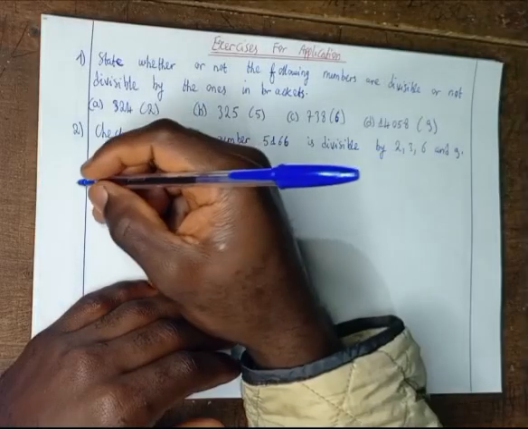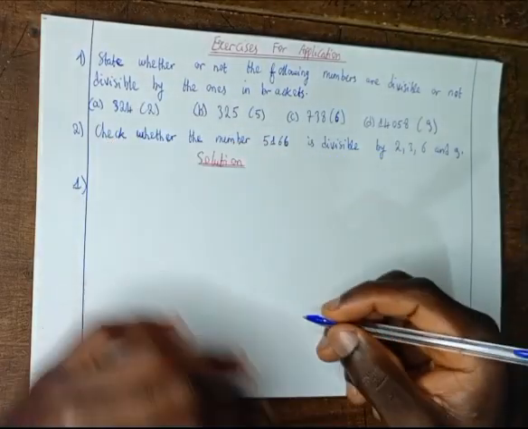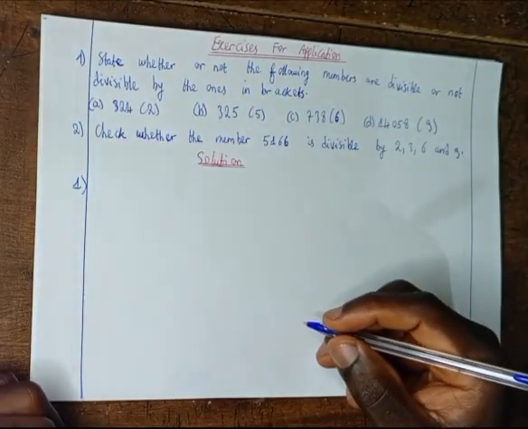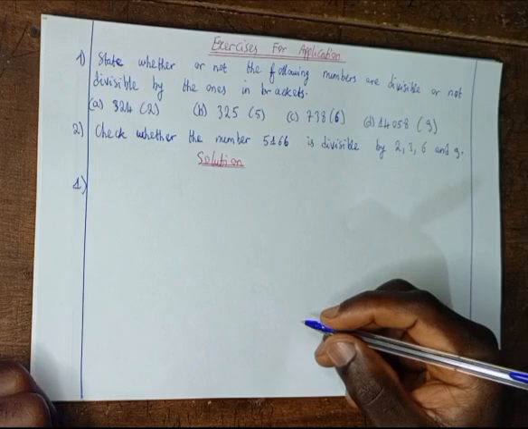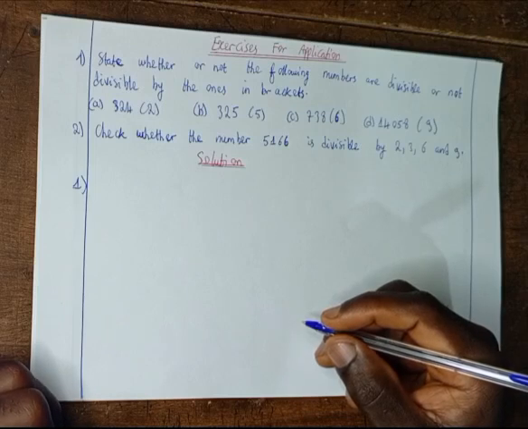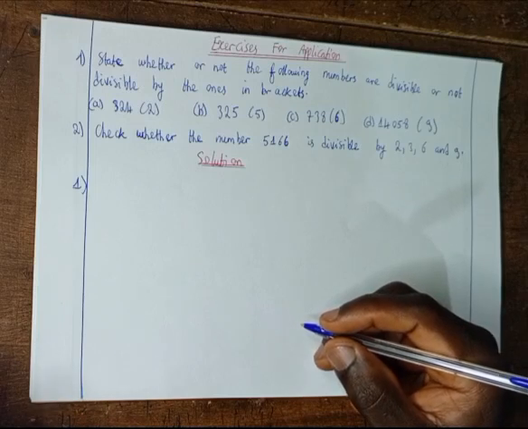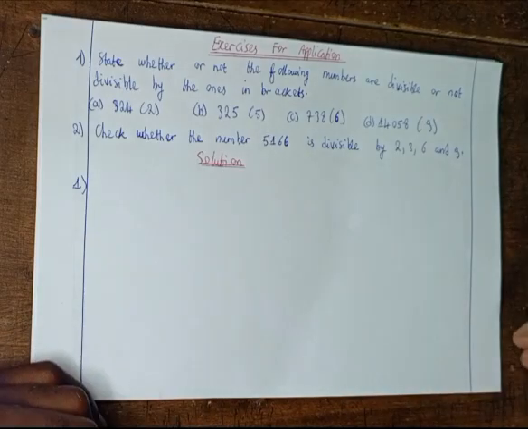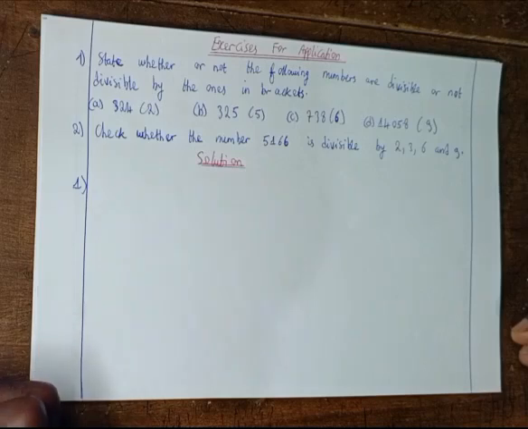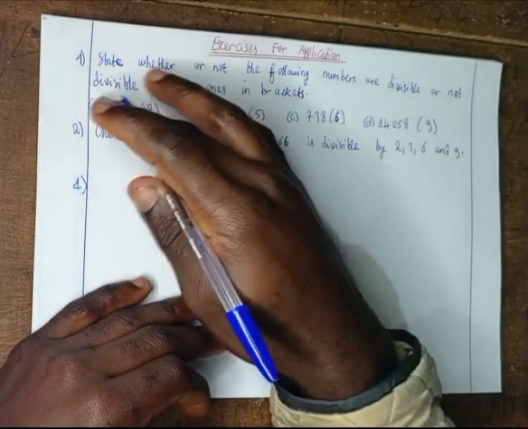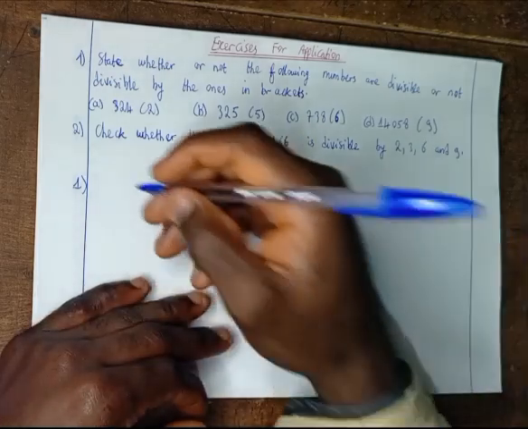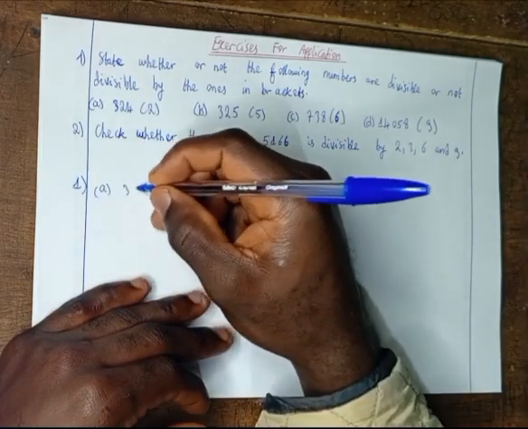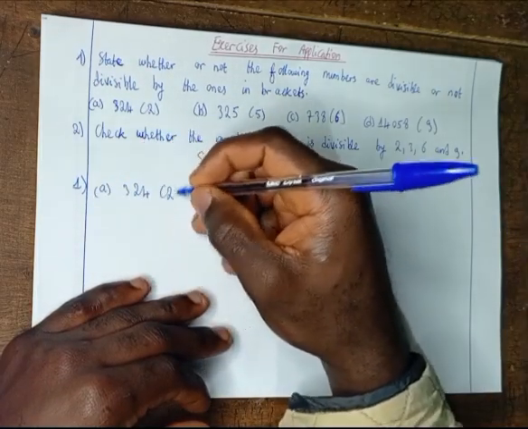The first one, question 1, it says state whether or not the following numbers are divisible or not divisible by the ones in brackets. Take note, we are going to make use of the properties we have just seen above. We are not to make use of a calculator. The first one says we have to state whether the number 324 is divisible by 2.